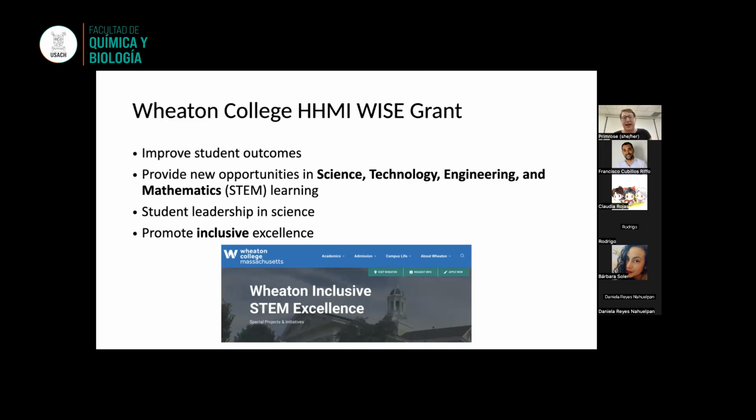And the goals of this grant were to improve student outcomes in general, and specifically to provide new opportunities in science, technology, engineering and mathematics learning. And we abbreviate that STEM. That we give students opportunities to be science leaders, and that we promote inclusivity and inclusive excellence, so that we make science a place where every student feels as though they belong, in hopes of improving recruitment and retention in STEM.